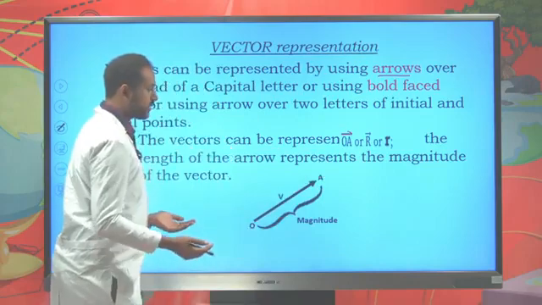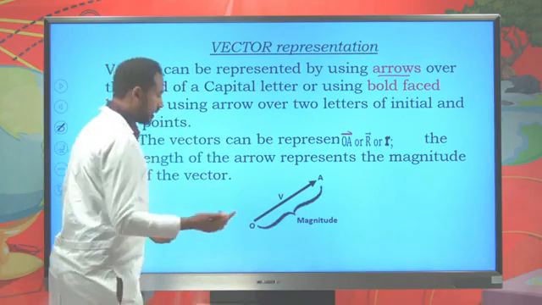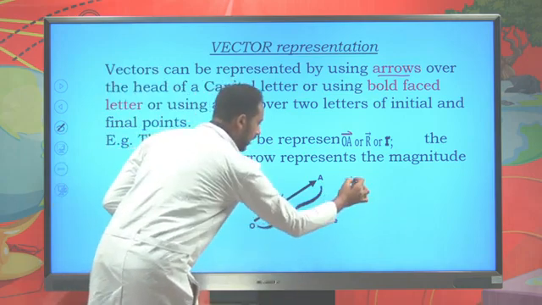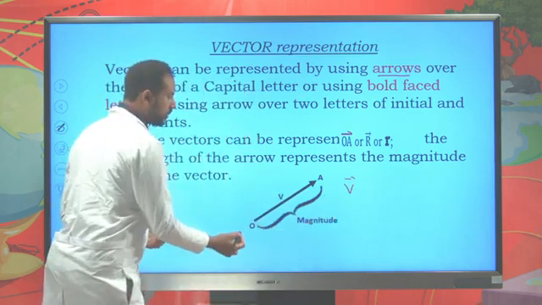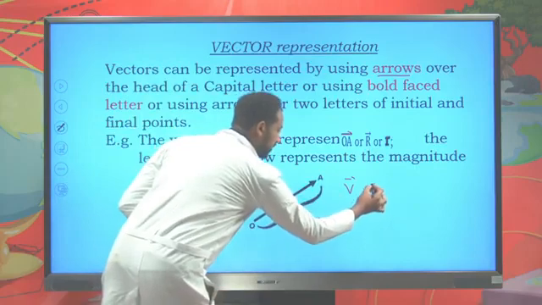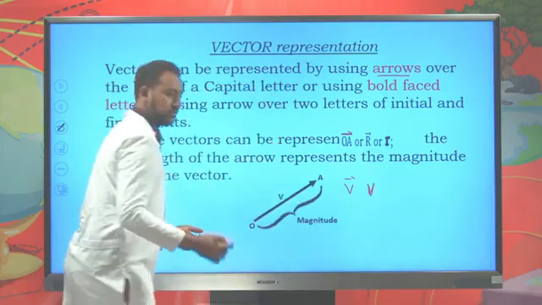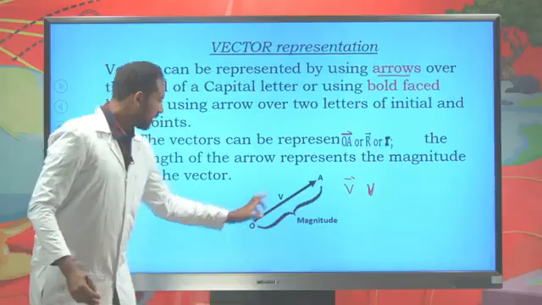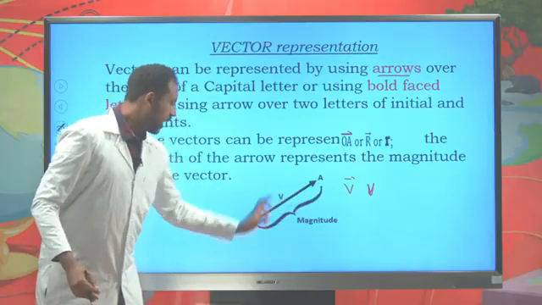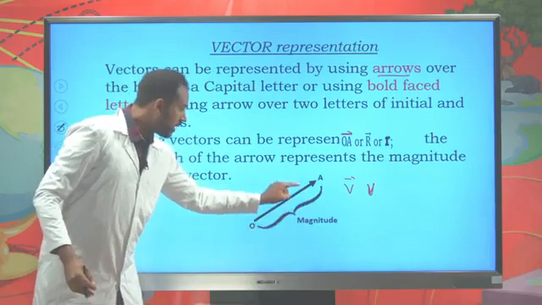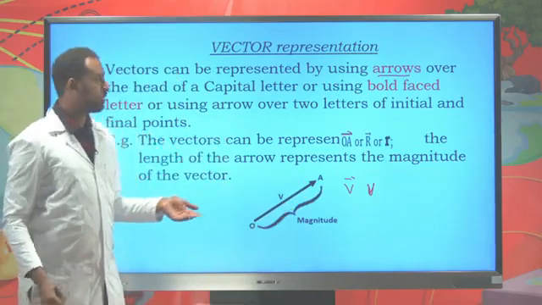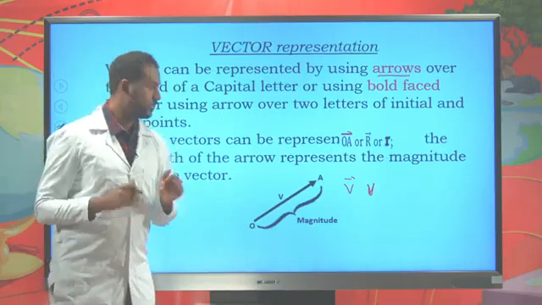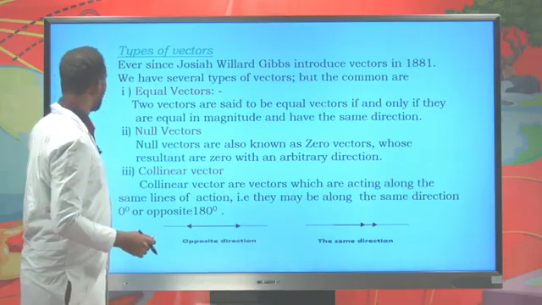Or it's also possible to use a single letter. For example, here you do have V. Therefore, you can use V with an arrow over it. Or it's possible to use a bold-faced letter V. You have to make it bold. This is how we represent vectors. The length of the arrow represents the magnitude, and the head of the arrow represents the direction. Therefore, vectors are represented by using both magnitude and direction.